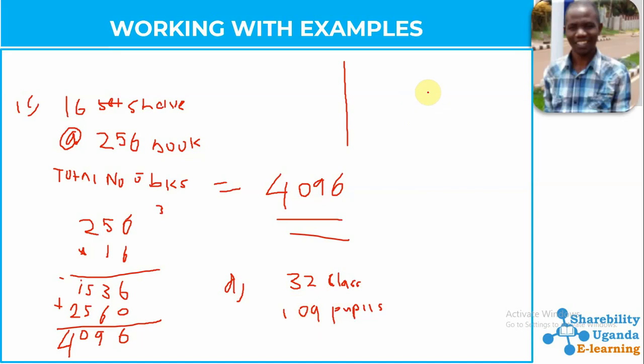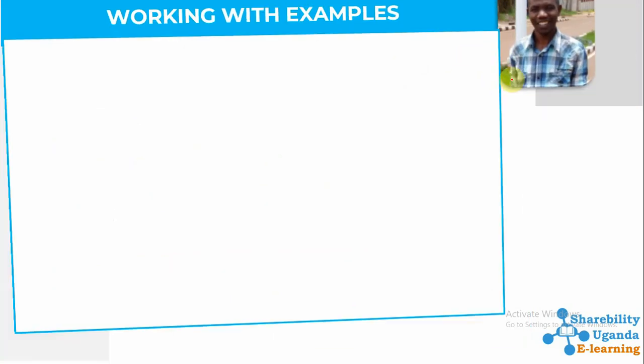So if they want us to find the total number of pupils in all the classrooms, that simply means we shall be able to say 109 times our 32. This is just multiplication. We say what is 3 times 9? 3 times 9 is the same as 9 three times, okay?